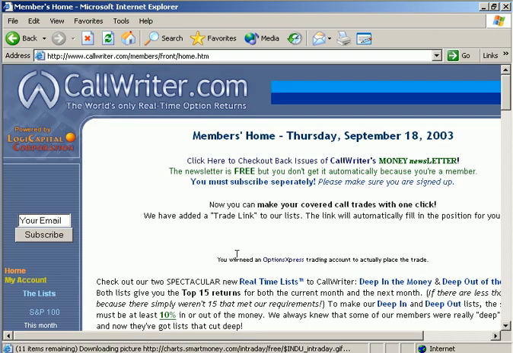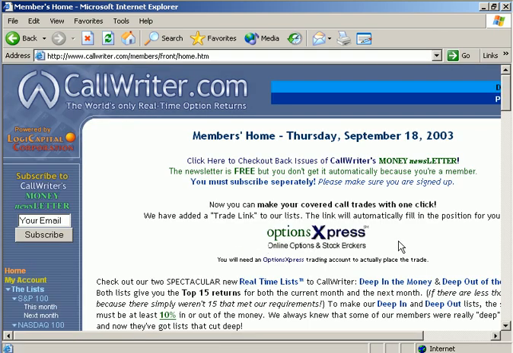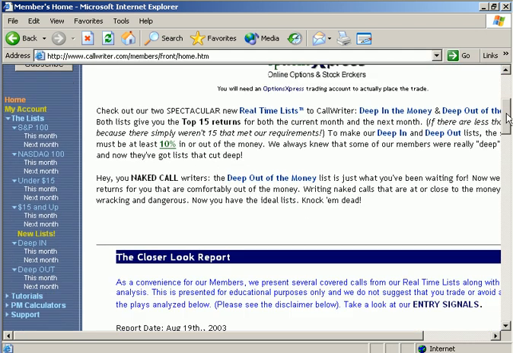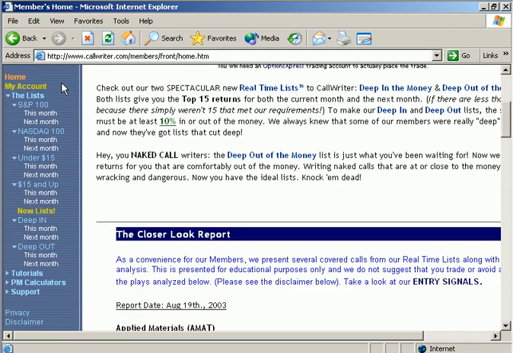Okay, so we're into Call Writer, and the first thing we're going to do is scroll down to where it says the list. Basically, the list we want to choose is 15 and up and this month. So we're choosing stocks priced at $15 per share and above, and we're choosing this month, which means September, the options that are going to expire the third Friday in September.